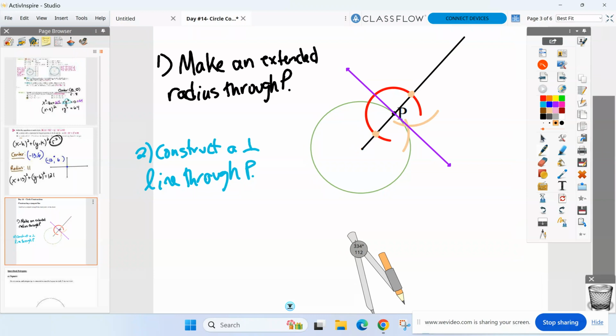Questions? A tangent to a circle. Extended radius, perpendicular line. Good? All right, what's next up?